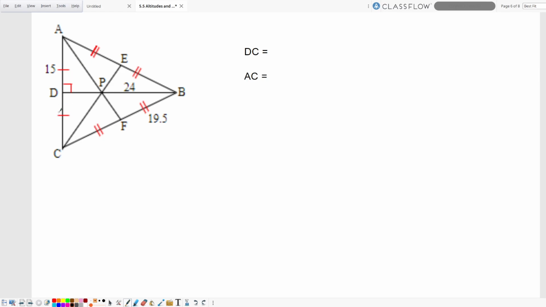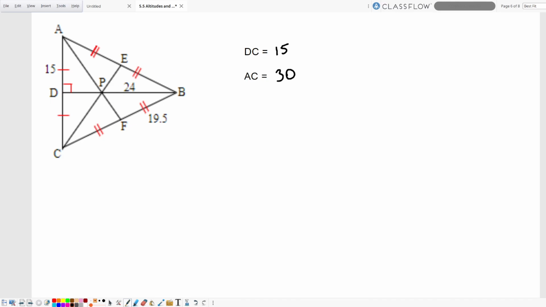So let's say that if I wanted to find out what DC is, well, I already know that AD is 15, and these are marked as congruent. So DC would have to be 15 units. Well, then AC is just the full side length, and that would have to be 30. The other thing they give us is that we have this segment PB, so from P to B is 24 units.